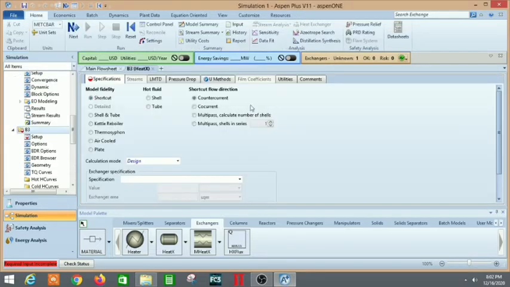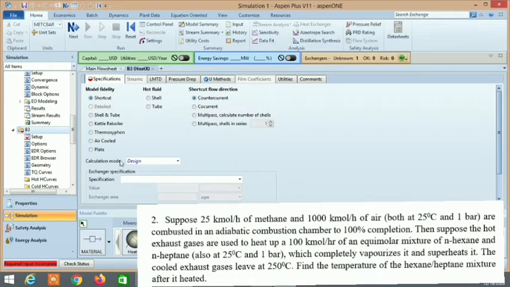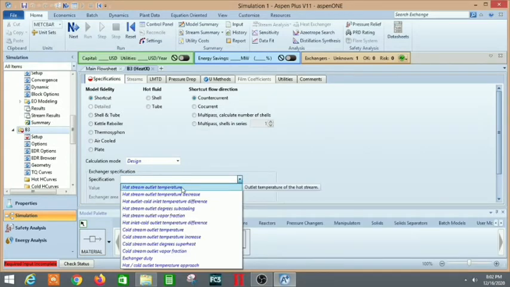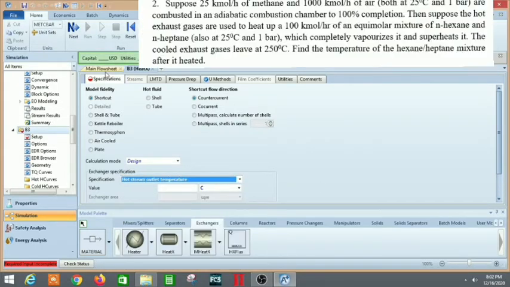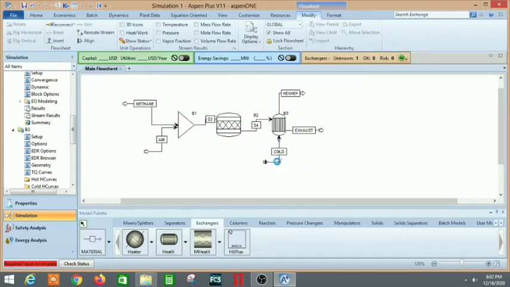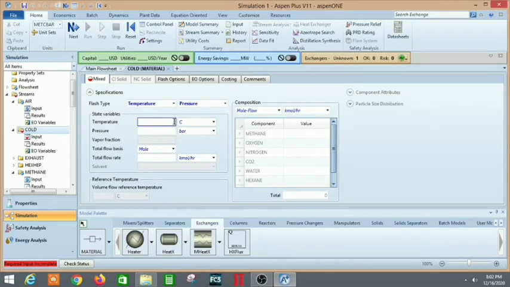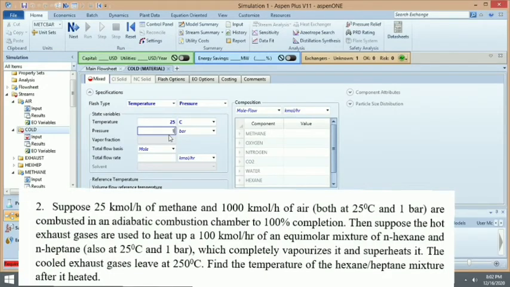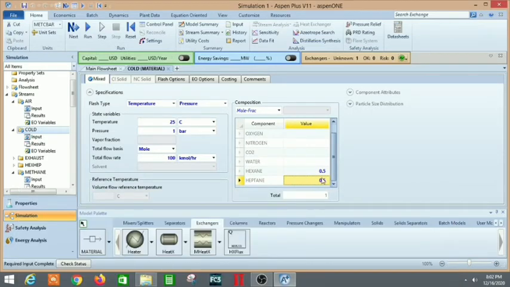Next, we need to specify the input to the heat exchanger. Let's use shortcut because that's a normal general method, and put the hot stream outlet temperature that is given to us as 250 degrees Celsius. So this is the exhaust, which will be cooled down to 250 degrees Celsius. Hence everything is complete. We are left with the heptane and hexane stream, and as per the question, it is at 25 degrees Celsius and 1 bar, and the total flow rate is 100 kmol/hr. The mole fractions of hexane and heptane are equimolar, so 0.5 and 0.5, because they are equal and their sum is 1.